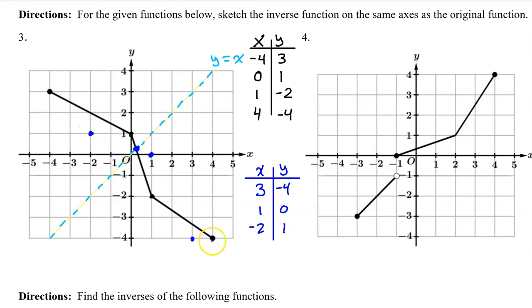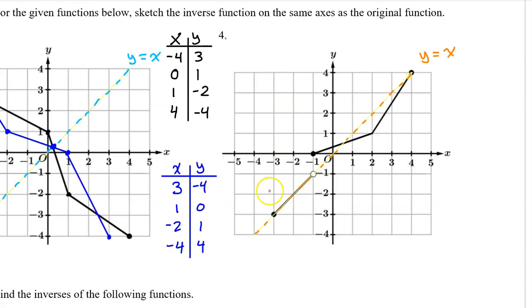The final key point on the original graph is the point (4, -4). This will correspond to (-4, 4) on the inverse graph, and that's going to be right here. Connecting the points in a similar way as the original gives us the inverse graph.